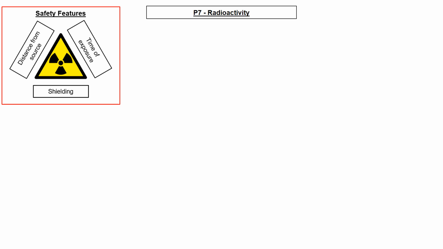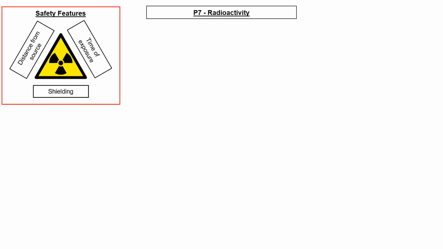Sometimes you may have to be very, very close to a source, so you'll make sure your time of exposure is low and you've got lots of shielding. Sometimes you actually can't have too much shielding, so you'll increase your distance from the source and decrease your time of exposure. And sometimes you need to hang around a radioactive source for a long period of time, so you're better off looking at increasing your distance and increasing your shielding, just for safety. It's all about balancing these three things.